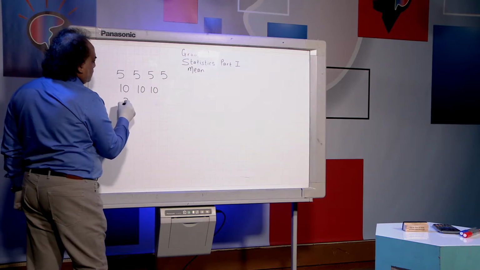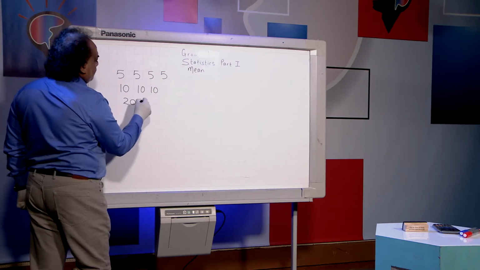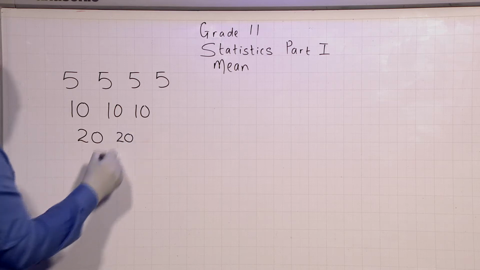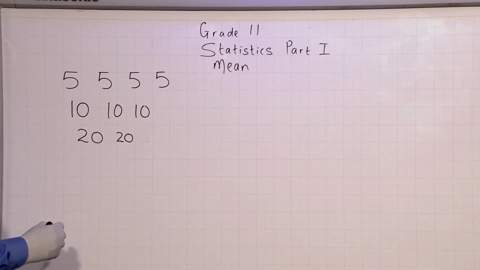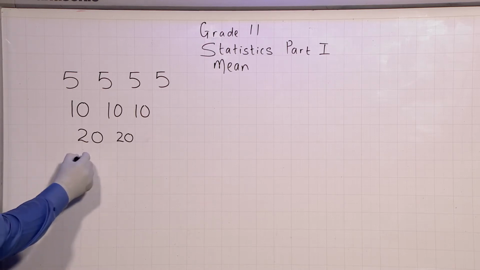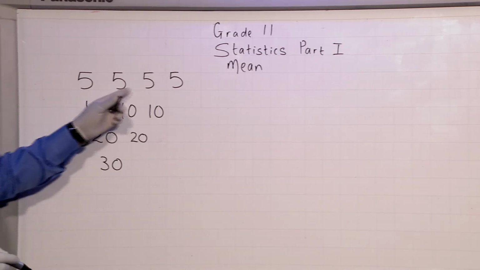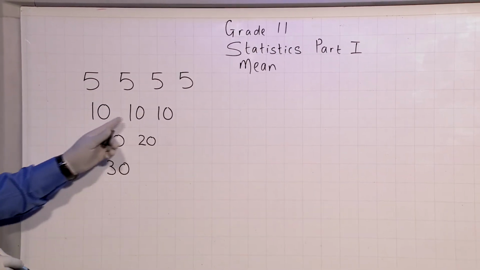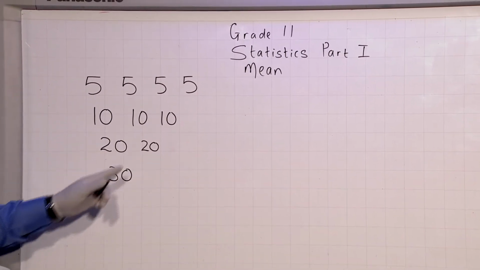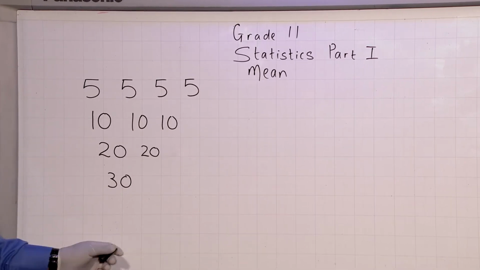And we have the next ones spending 20 rupees each. So we have the last one spending 30 rupees. 1, 2, 3, 4, 5, 6, 7, 8, 9, 10 students in all.